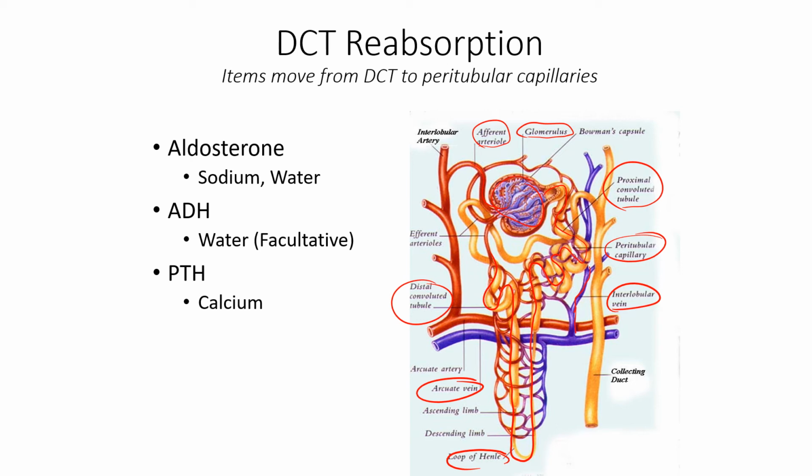So notice the items that we reabsorb here are going to be facilitated by hormones. If aldosterone is present, then you will have sodium, and of course water follows through ADH reabsorption. This time we call this combination facultative reabsorption because we have to assist the reabsorption using hormones. Likewise, if PTH is present, then we have calcium reabsorption occur here. No PTH, no calcium reabsorption occurs.